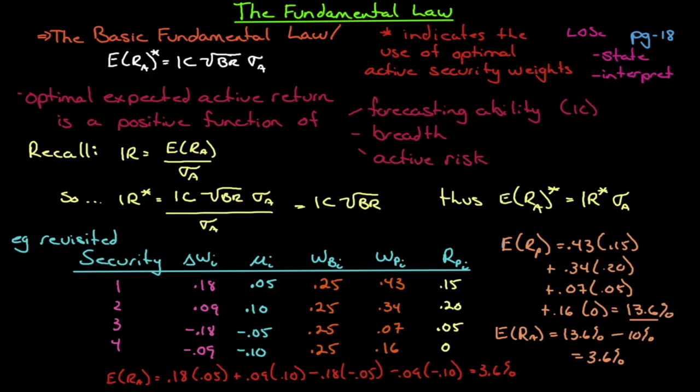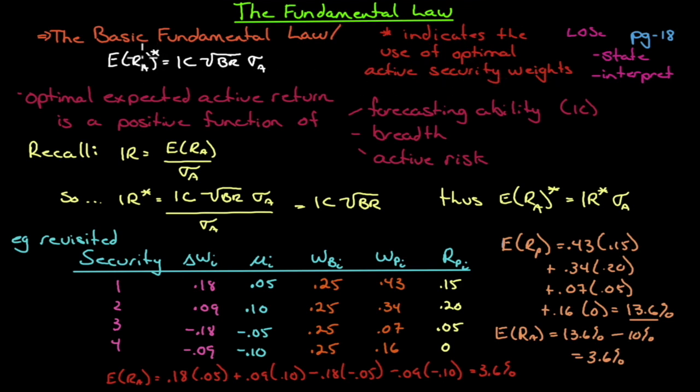All right, so let's start working our way towards being able to state the fundamental law. The first thing we're going to do is state the basic fundamental law. And remember, I said we're going to work with one leg first, then we're going to go to the other leg of the triangle. So we're on one leg here. The expected optimal active return is equal to the information coefficient multiplied by the square root of breadth times our active risk. It simplifies to this. The star here indicates the use of optimal active security weights in arriving at this.